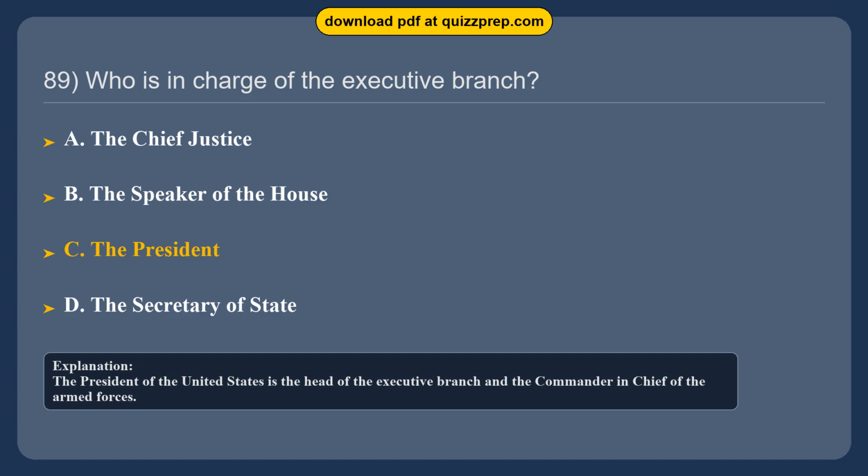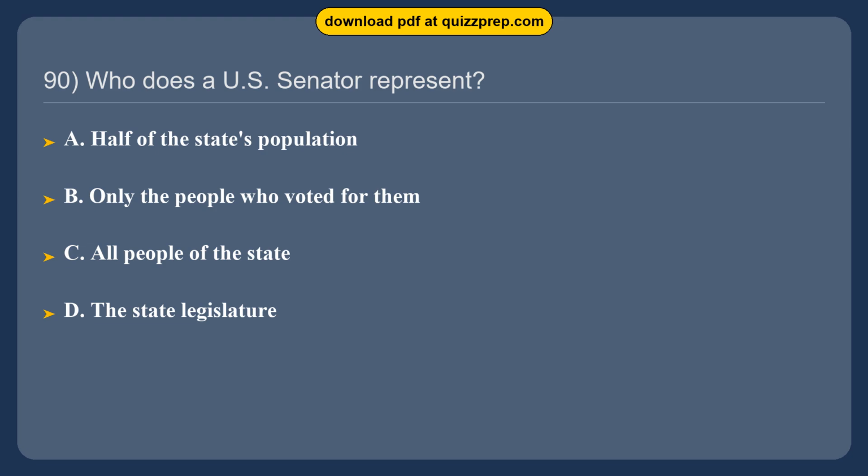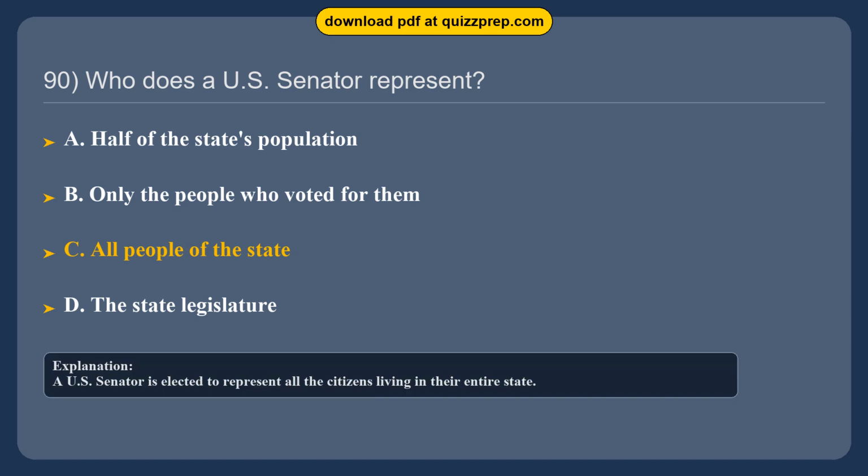Armed Forces. Question 90. Who does a U.S. Senator represent? Option A. Half of the state's population. Option B. Only the people who voted for them. Option C. All people of the state. Option D. The state legislature. The correct answer is option C. All people of the state. A U.S. Senator is elected to represent all the citizens living in their entire state.